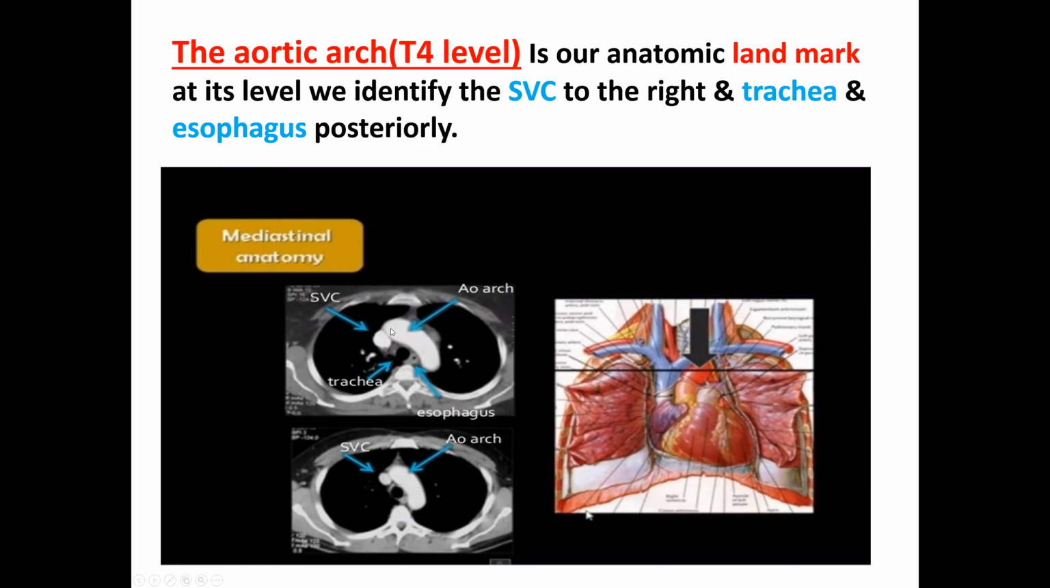Axial CT scan shows the arch passing from right to left and from anterior to posterior in a curve. And this is the superior vena cava to the right of the aortic arch. Here the trachea will be posterior to the arch, and the esophagus. Here the same.